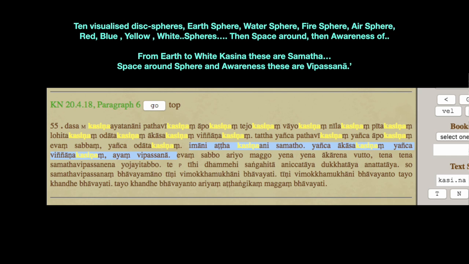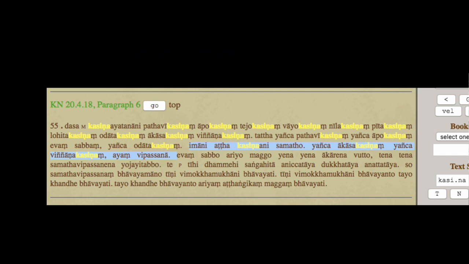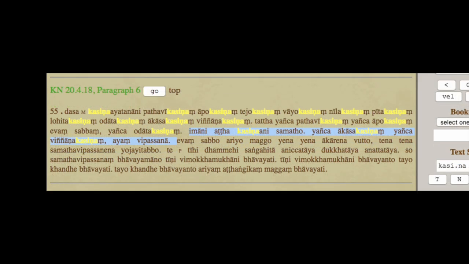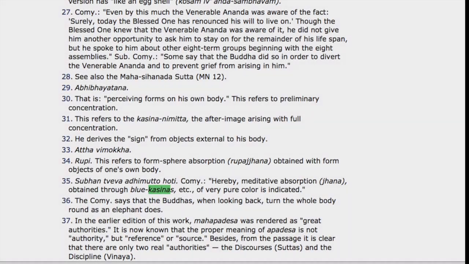And then it says, from earth kasina to white kasina, these are samatha. Then from space around kasina and the awareness sphere, these are vipassana. Important. Okay, I'll leave it at that for those who understand the relevance of that. And that's in the Khuddaka Nikaya. And one more. Okay, let's move on then.